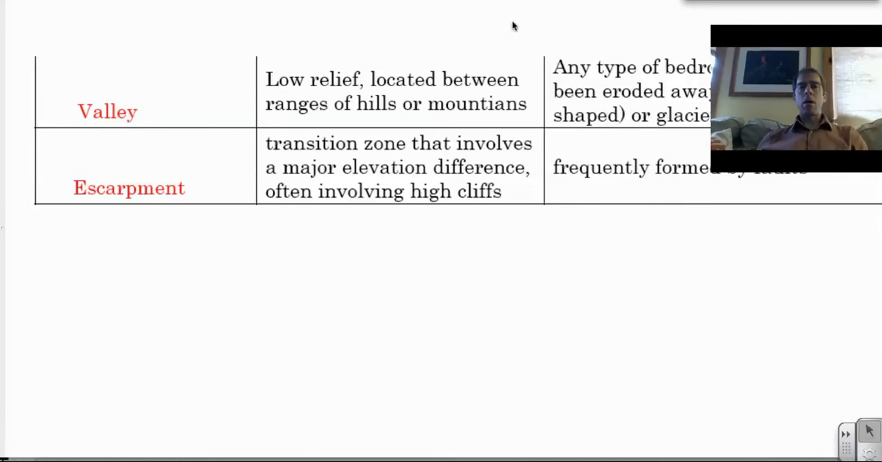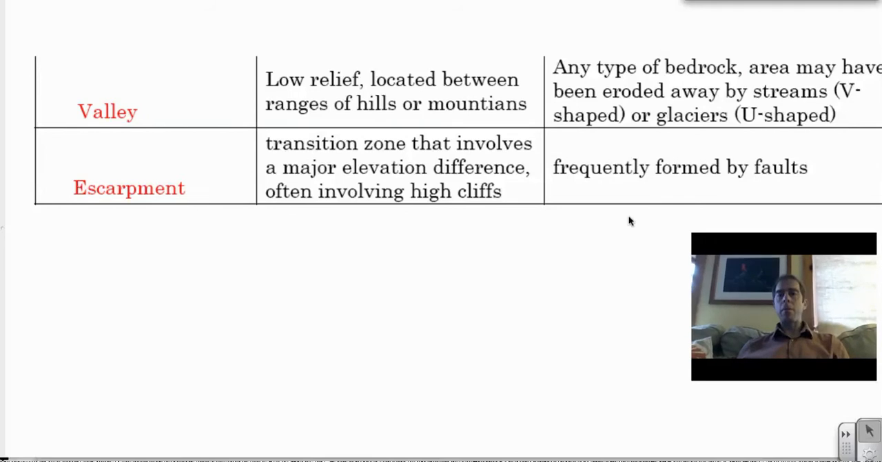The other examples: valleys have low relief. Any type of bedrock can have valleys in it. So this is an example of a part of one of those other landscape regions. An escarpment is a transition zone that has a major elevation change between one area and the next. Lots of times it's caused by faults, so that when a fault happens, those blocks of rock are shifted up, and that chunk that's lifted up creates a cliff, which is where you get that escarpment.